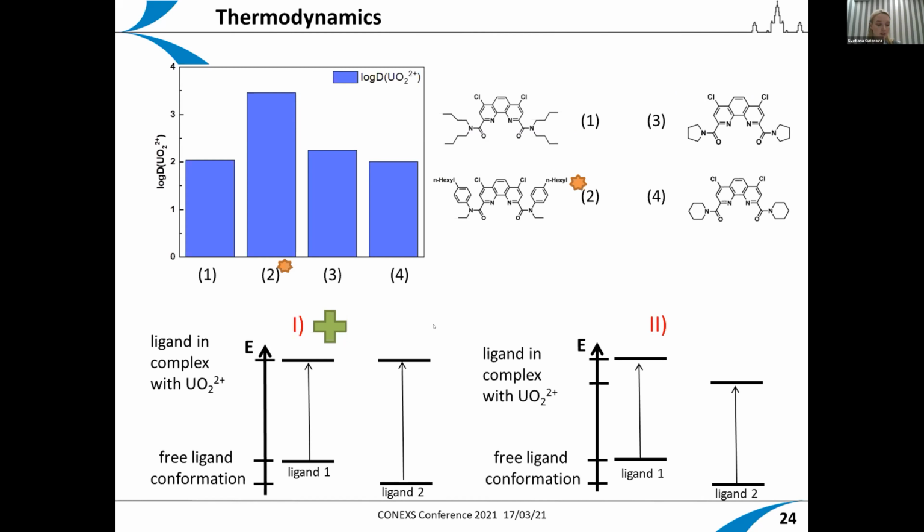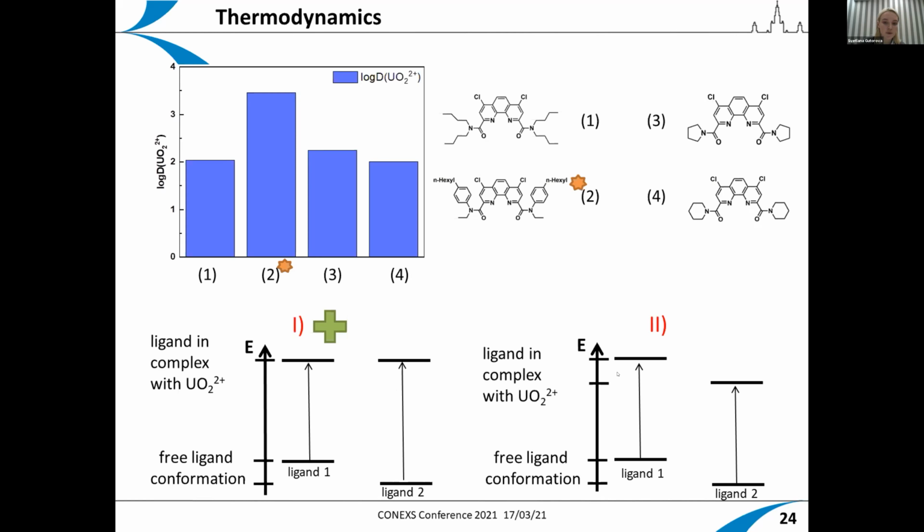So we see the difference in extraction abilities for ligands with different substituents, but complex structures in organic solutions are similar. And the question remains, how do substituents affect extraction efficiency? There are two thermodynamic models that we can think of in the extraction mechanism. The first one suggests that the ligand conformation when it is bound to the uranyl cation is the same or similar for different ligands. And the only thing that is different is the starting point from which our ligand moves to this bound complex conformation.